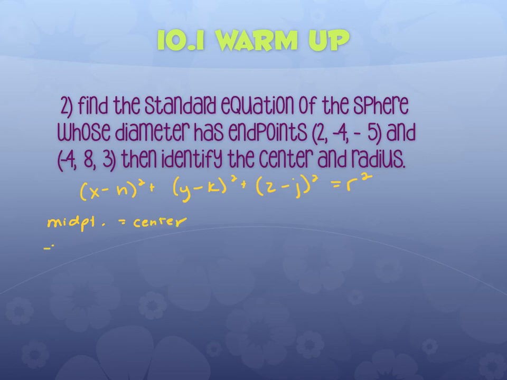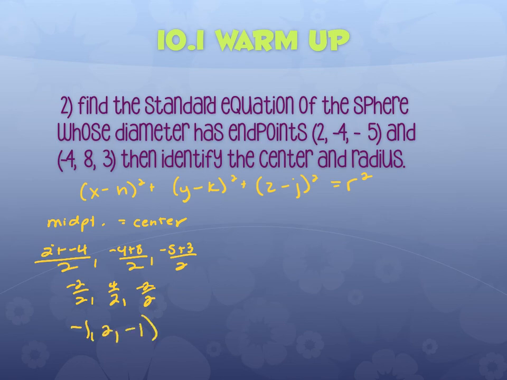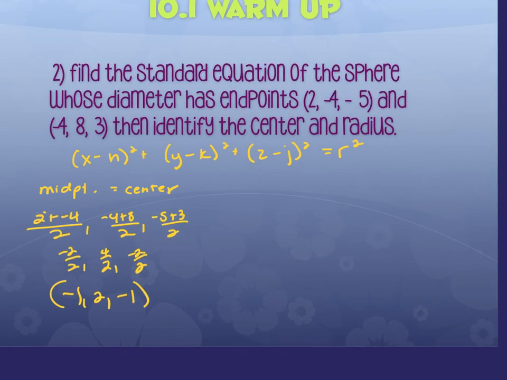It'd be (2 + -4)/2, (-4 + 8)/2, and (-5 + 3)/2. That's -2 over 2, 4 over 2, -2 over 2. So (-1, 2, -1) is my center. That's my h, my k, my j.